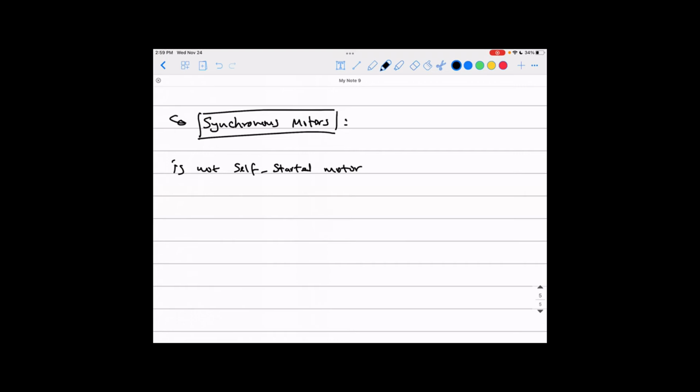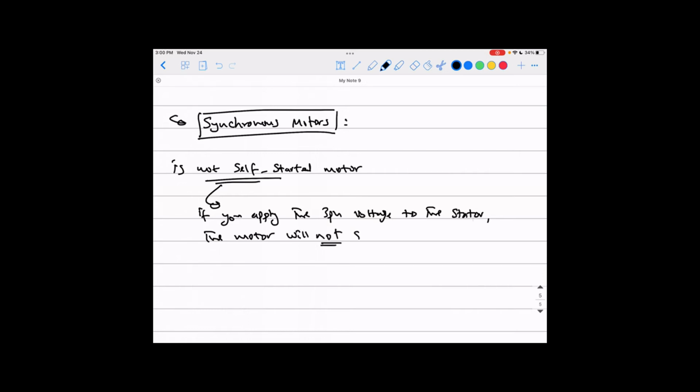What I mean by not self-started motor, okay, is that if you apply the three-phase voltage to the stator, the motor will not start rotating like the three-phase induction motor.